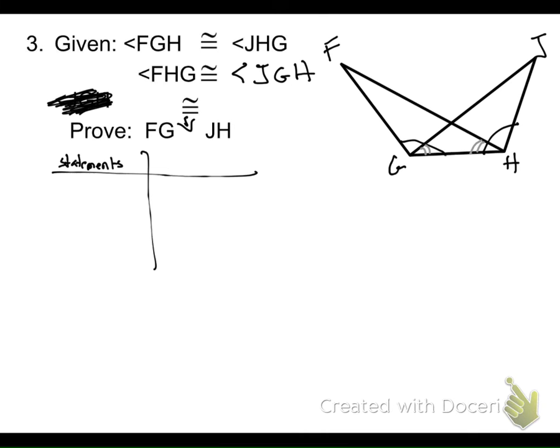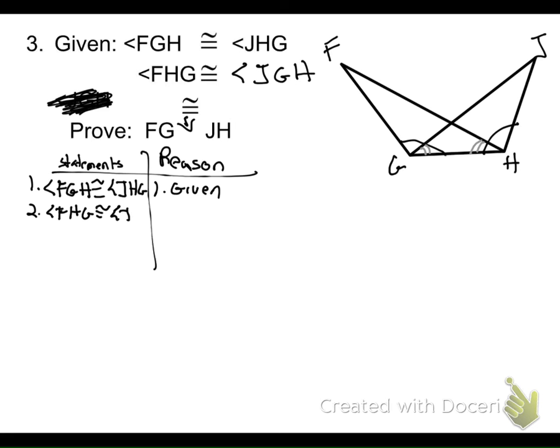So our first step in these is to start with a statements and reasons chart. Remember, our first step is to list our givens. So we know that angle FGH is congruent to angle JHG because it's given. We also know that angle FHG is congruent to angle JGH because it's given.